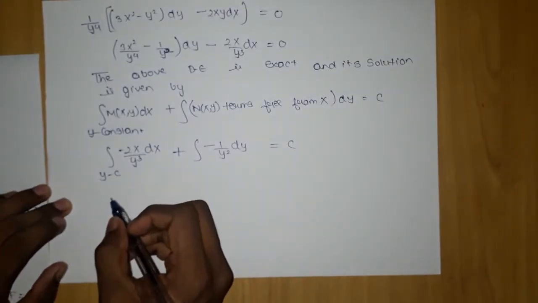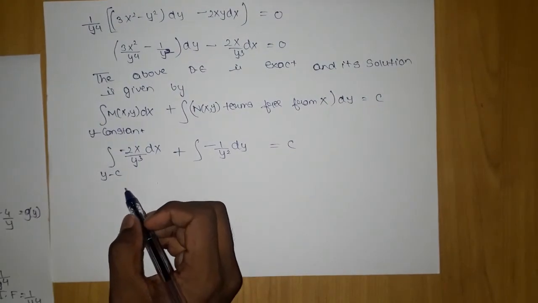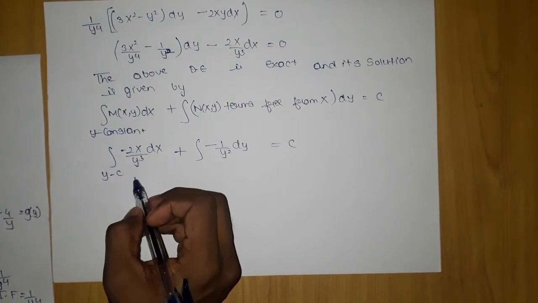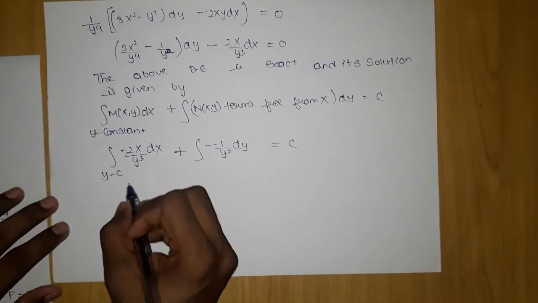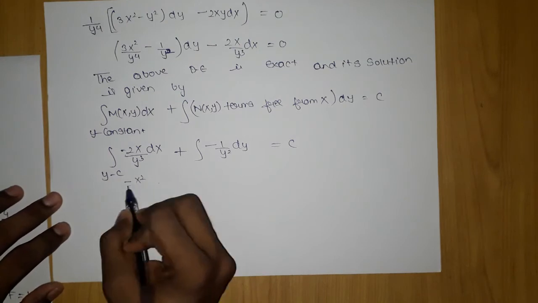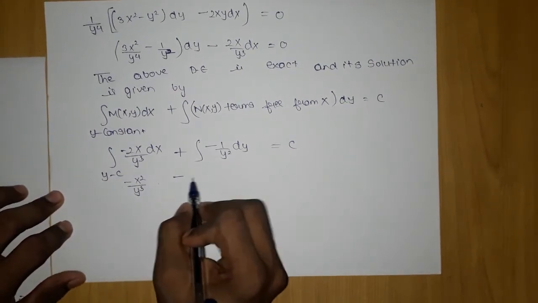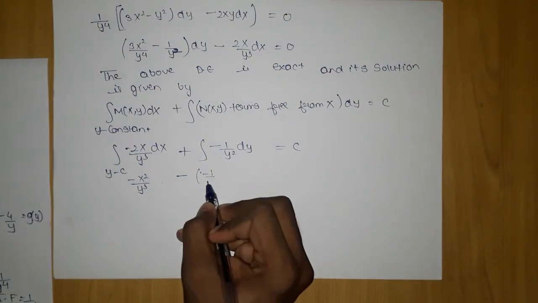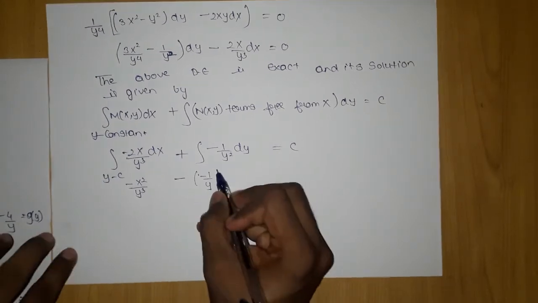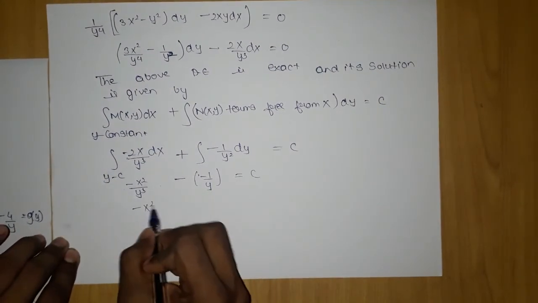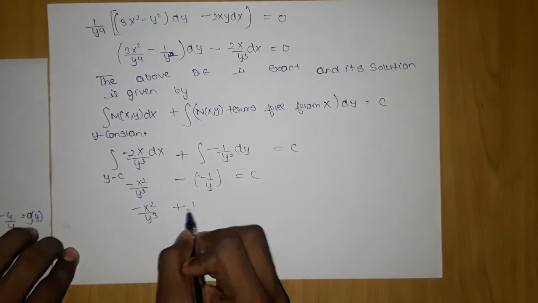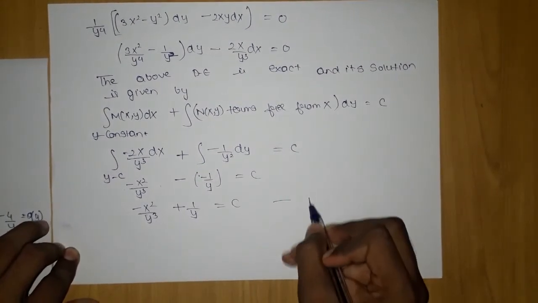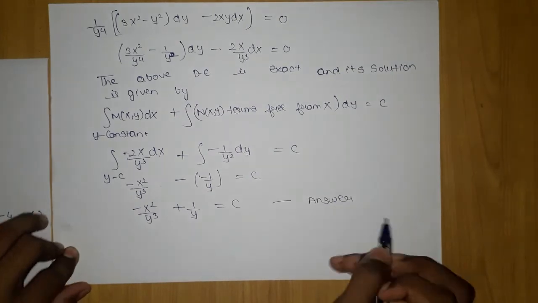The moment you go for its integration, you can clearly see x² will appear, and in the denominator 2 will appear. So 2 will cancel out. So what are we going to get? Minus x² by y³. And here, if you try to integrate this, you get minus into minus 1 by y, equal to c. So finally minus x² by y³ plus 1 by y equals c. So this is your answer. Hope you have understood each and every step. So this was our second problem.